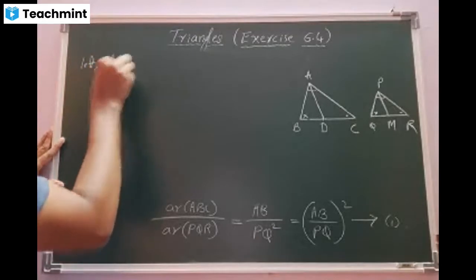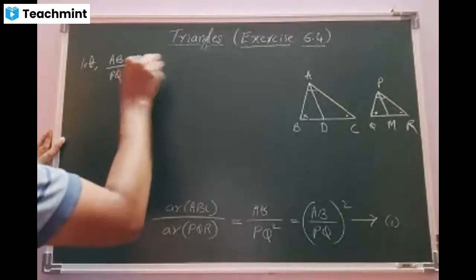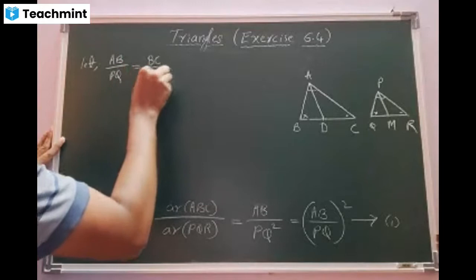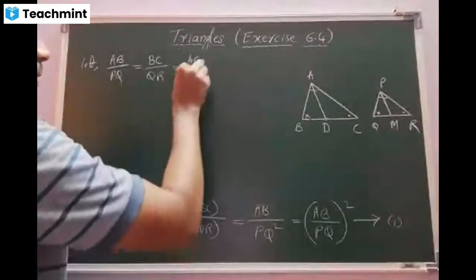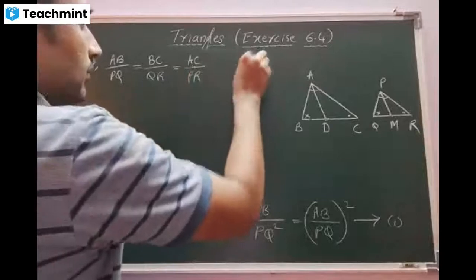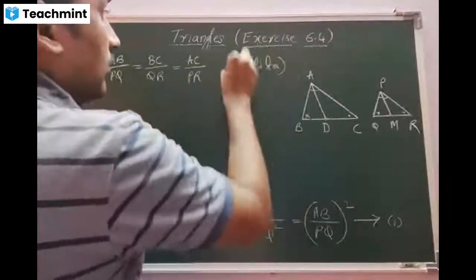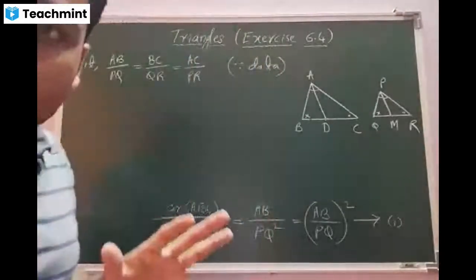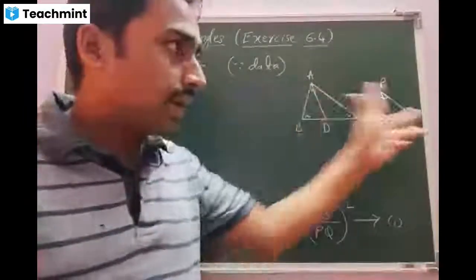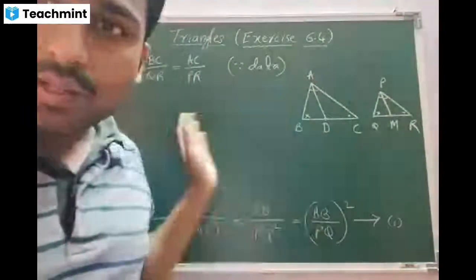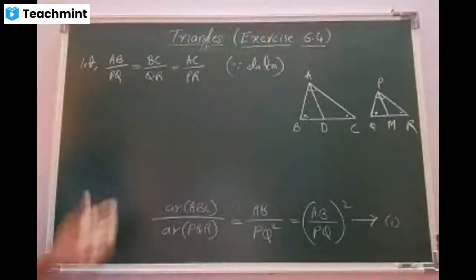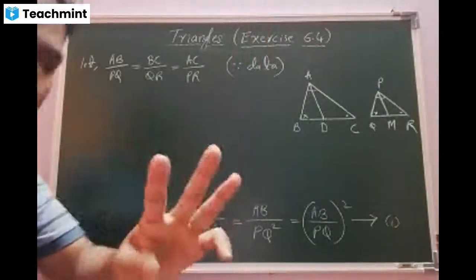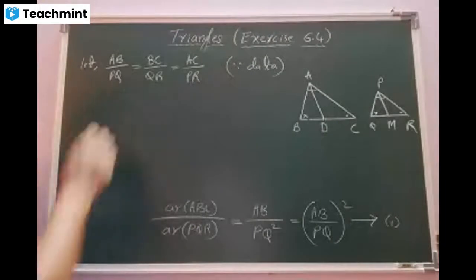AB by PQ is equal to BC by QR is equal to AC by PR. What is the reason? Data. They give it. The bigger triangles are similar. When they are similar, corresponding sides are proportional. Correct, beta? Out of three, I will consider only two, beta. This and this.